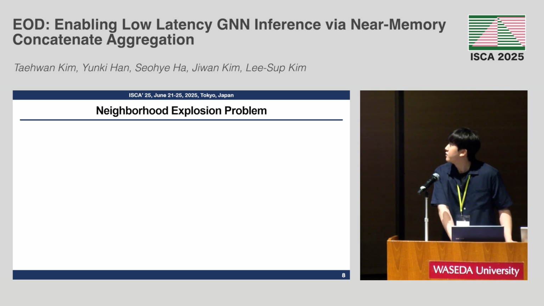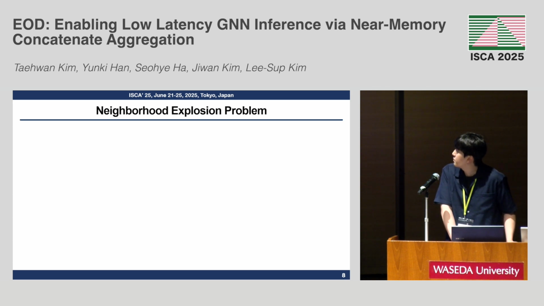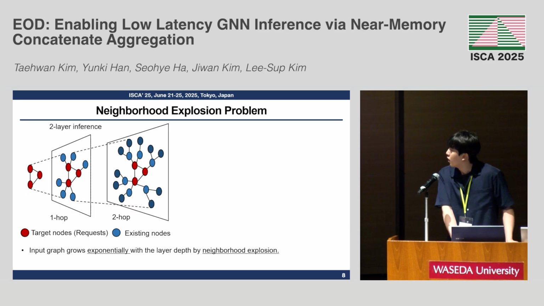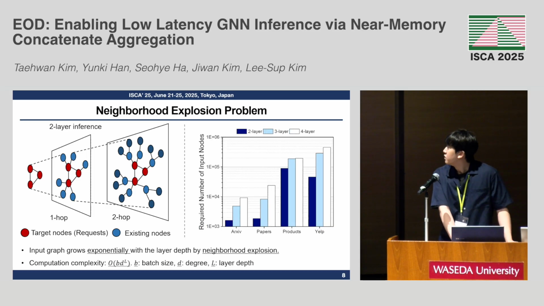However, GNN suffers from the neighborhood explosion problem, in which the size of the input graph grows exponentially with the number of layers. As shown in this graph, the required number of input nodes increases very rapidly as the number of layers increases. This leads to a computation complexity of O(BD^L), where B is the batch size, D is the degree, and L is the layer depth.